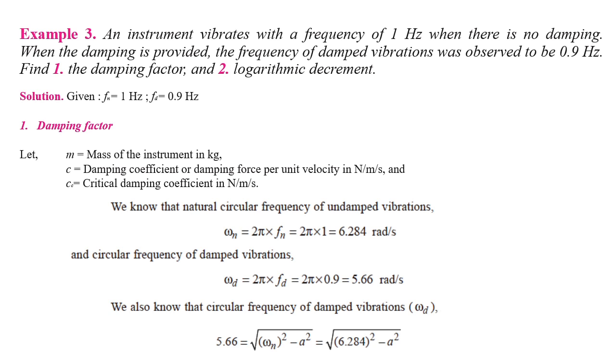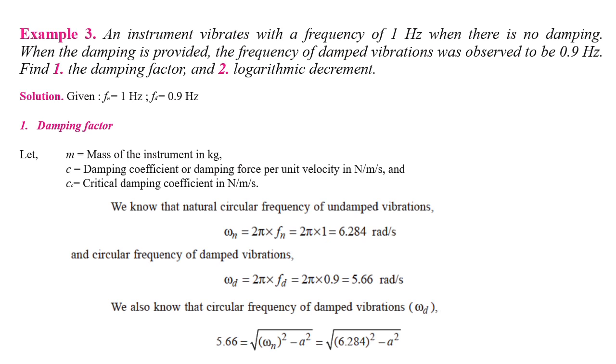So, next problem. An instrument vibrates with a frequency of 1 Hz when there is no damping. Yes, in this sentence, when there is no damping, the vibration frequency is 1 Hz. And when damping is provided, the frequency of damped vibration was observed to be 0.9 Hz. Find the damping factor and logarithmic decrement. These two terms you have to find in this problem: damping factor and logarithmic decrement.